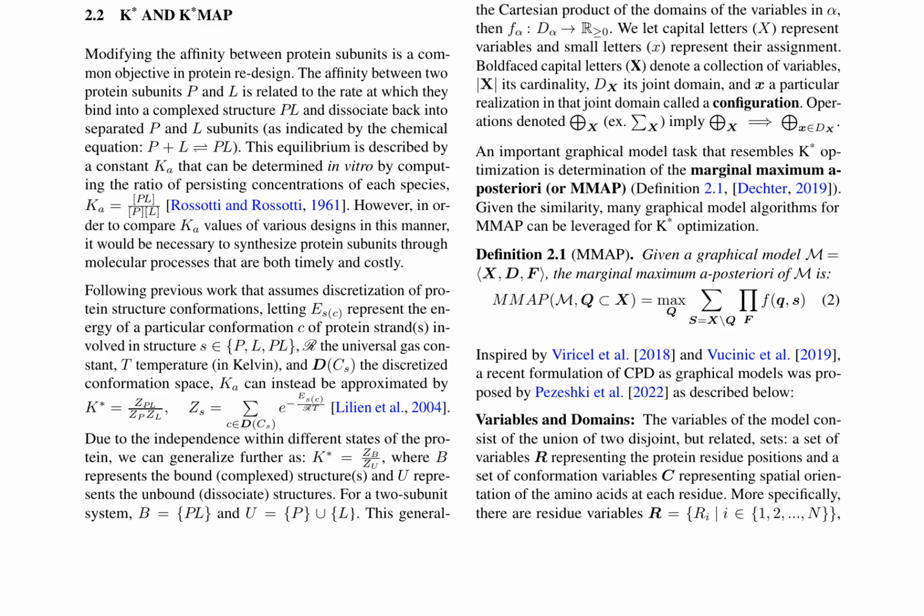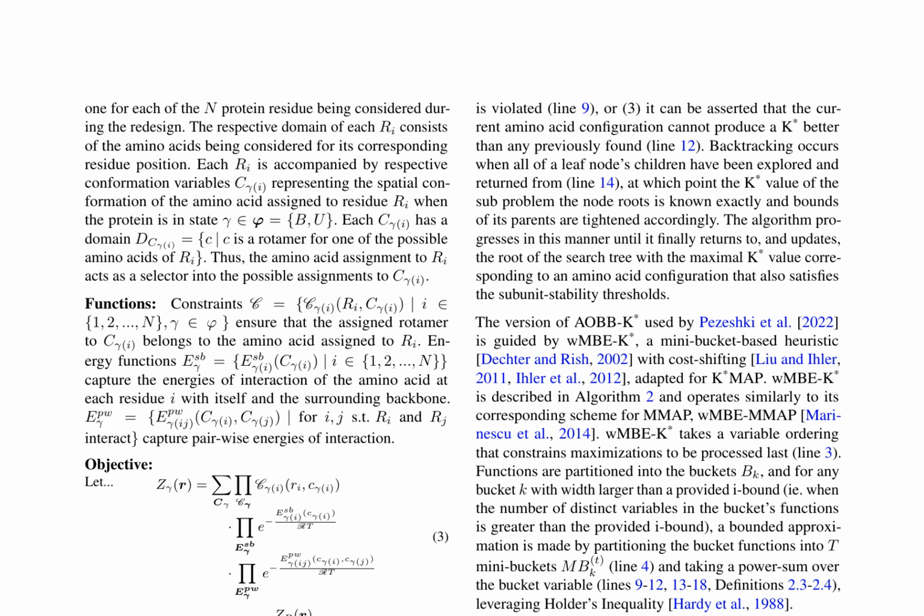A graphical model can be defined for K*MAP, aiming to maximize protein-ligand interaction by finding an amino acid assignment that maximizes K*. This model resembles the determination of marginal maximum a posteriori, MAP, leveraging similar graphical model algorithms for optimization. The CPD is formulated as a graphical model, where variables represent protein residue positions and conformation variables, aiming to maximize protein-ligand interaction.